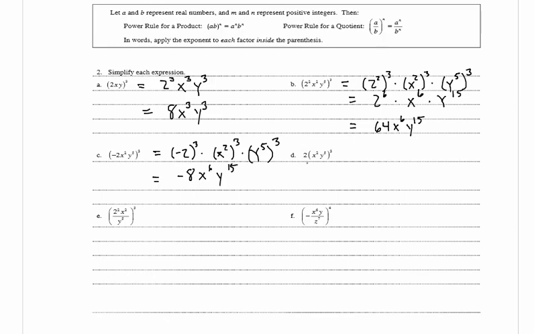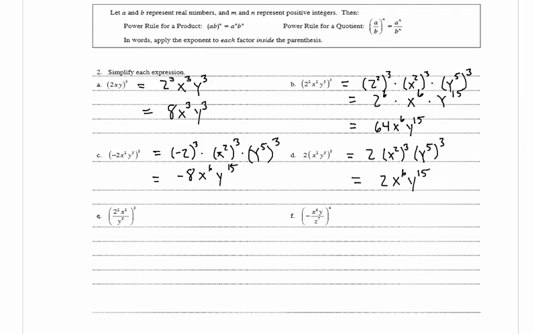In D, we have 2 times x squared times y to the fifth cubed, and this time the 2 is outside the parentheses, so we're not going to cube the 2. So we're going to have 2 times x squared cubed times y to the fifth cubed, and this is equal to 2 times x to the sixth y to the 15th.